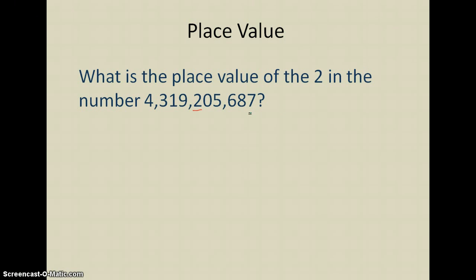One thing you can do is, if you've got the place values memorized, you can start at the end of the number, because I know that that 7 is going to be in the ones place. And I can just work backwards and count the place values backwards from there. So I know 7 is in the ones place, 8 is in the tens place, 6 is in the hundreds place, 5 is in the thousands place, 0 is in the 10,000s place, and 2 is in the 100,000s place. So that's one way to do that. That tells me that the value here is 200,000s.